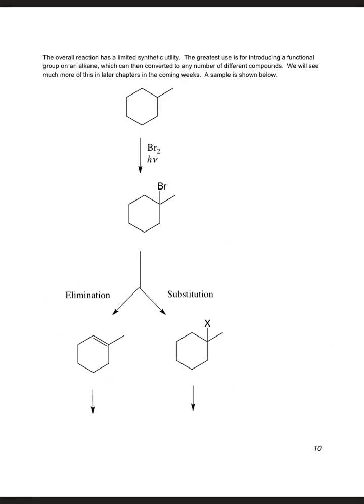So what can we do with an alkane? We've said two things we can do with an alkane. We can burn it to keep warm, or we can halogenate it. These are the only two really useful things we can do with an alkane. So the only one that's really useful synthetically is to brominate it, and we're going to brominate it on the most substituted carbon of the alkane.